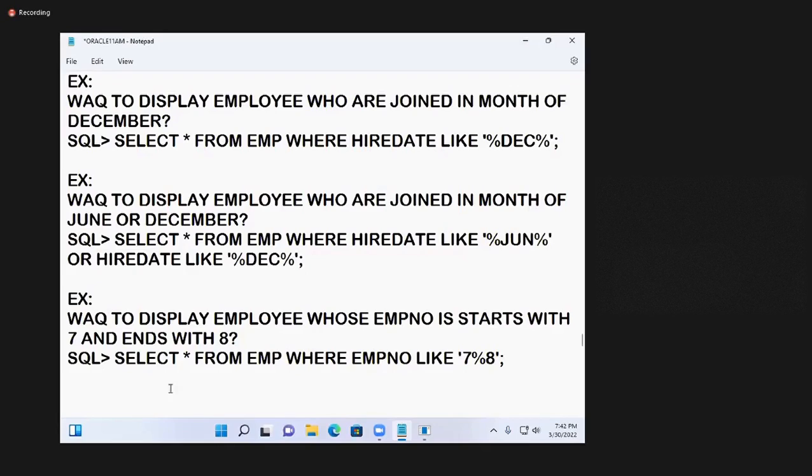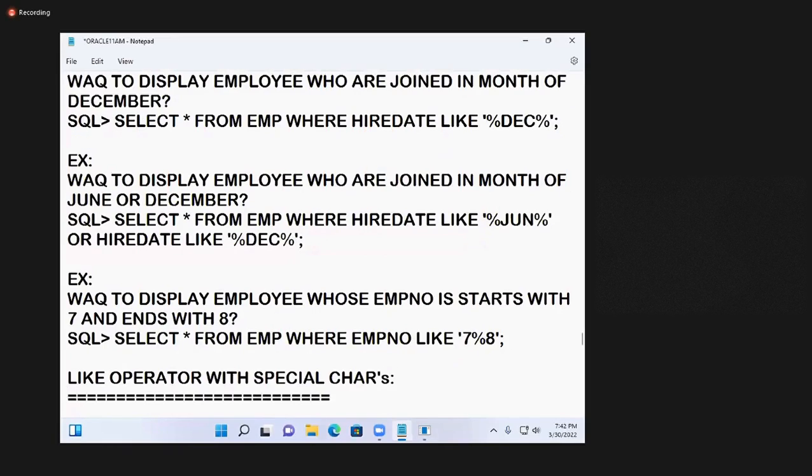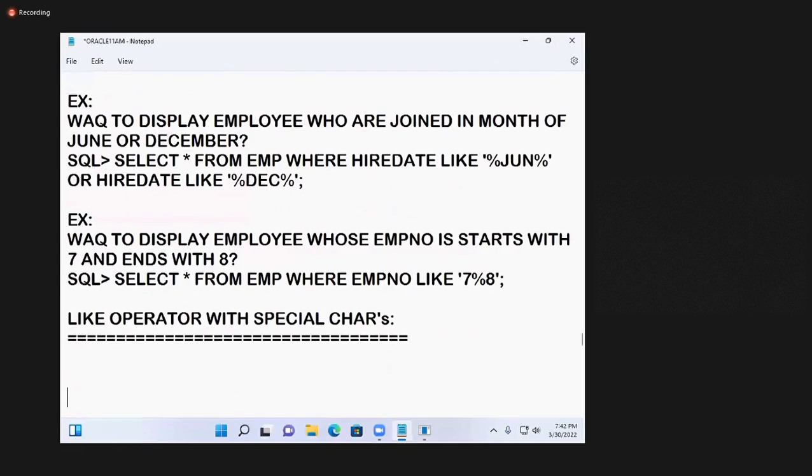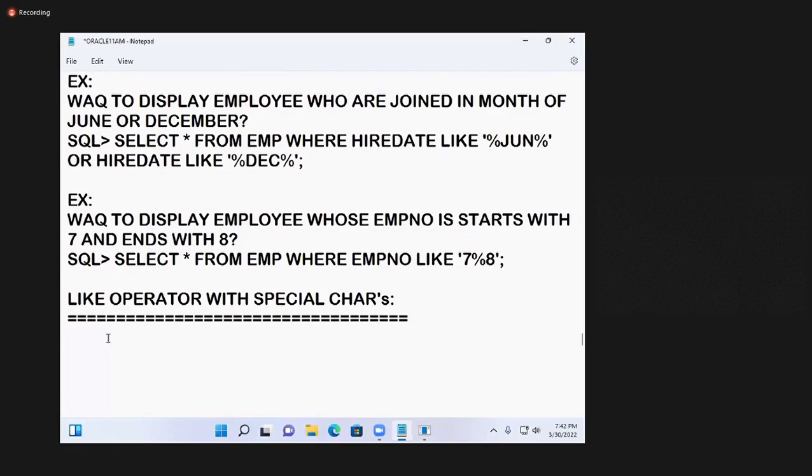Okay, right. So these are numbers, date expressions, and character string expressions. And sometimes we should use like operator with the special characters also. So now let's take like operator with special characters. So this is somewhat important for you in your interview levels. Okay, right. So here, my first example on this.